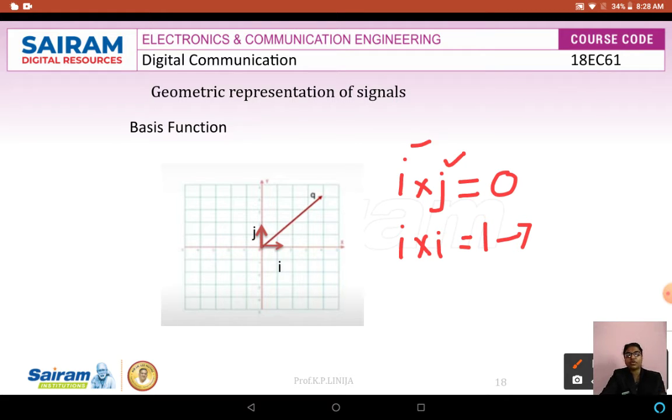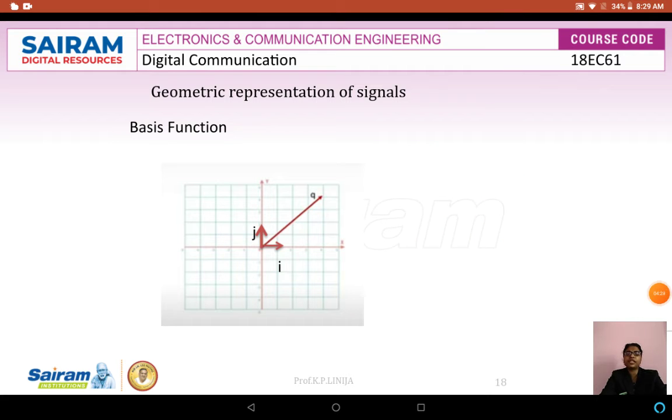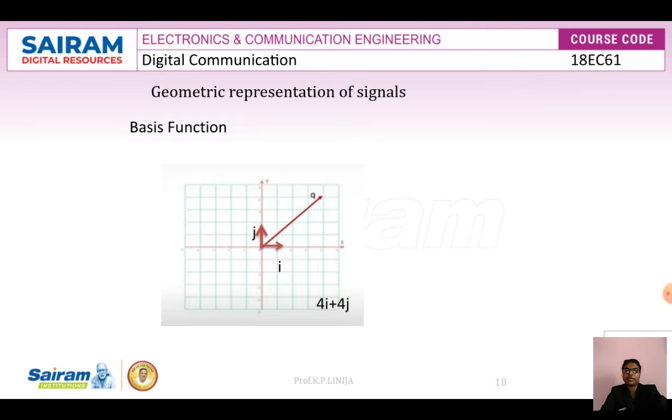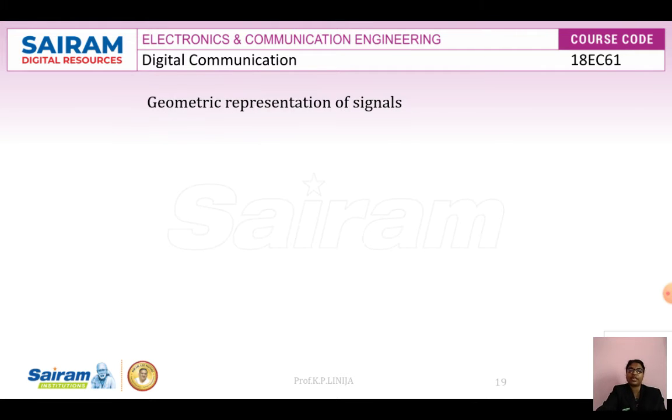Because of these properties, we can define any vector in the vector space. And one more thing, we can express this q vector as 4i plus 4j, and you can also use the properties of i with j and i with i. Now let us try to understand these unit vectors in terms of coordinates.